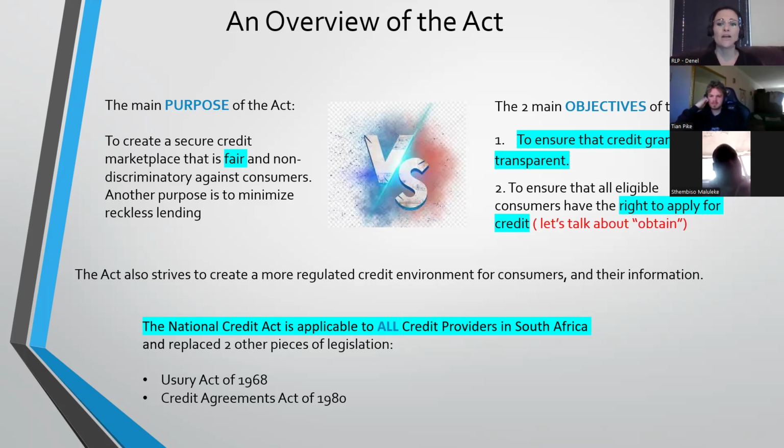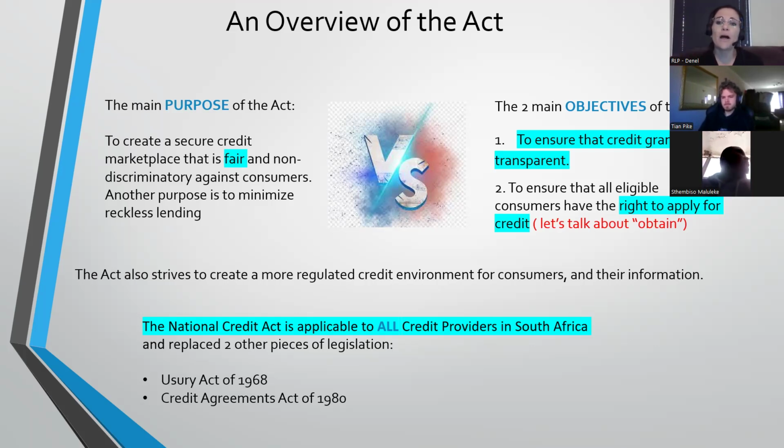Objective 2 says to ensure that all eligible consumers have the right to apply for credit. Okay. Guys, if everyone has the right to apply, does that mean that they will be approved? No. Okay. So anyone can apply, but the determining factor on whether you will be approved will be based on your specific credit profile. Can you afford it? What is the risk that you pose to the company that's offering the credit?